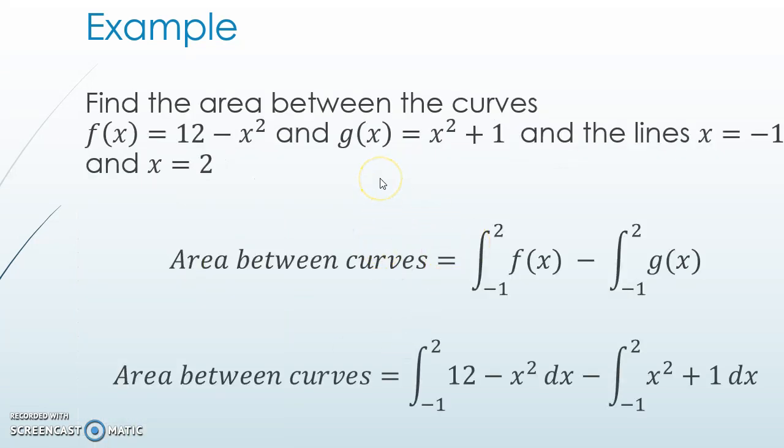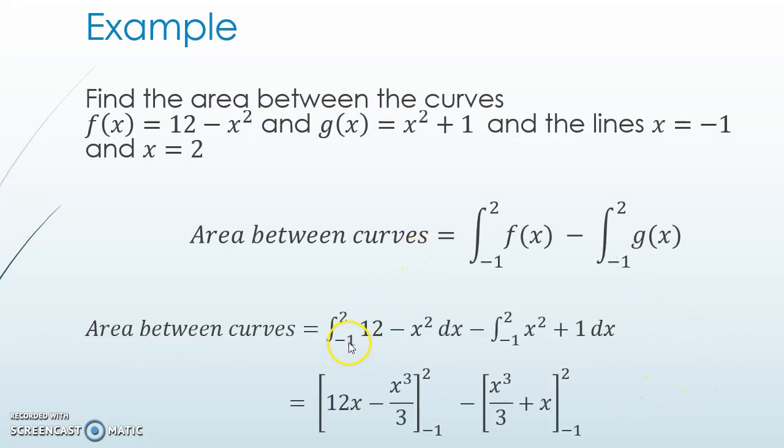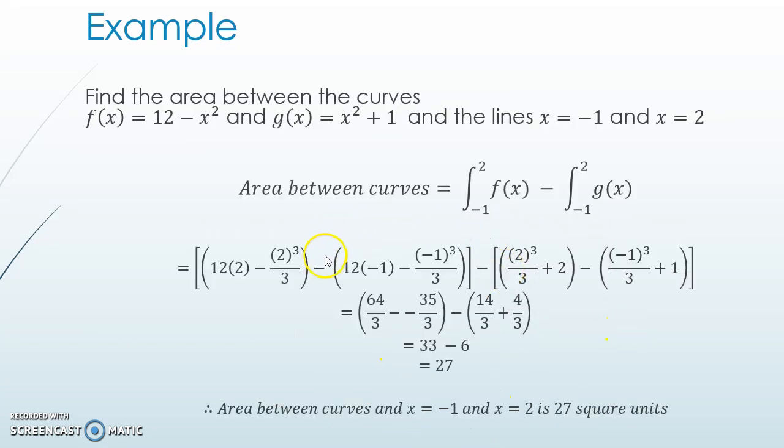So we're going to use the area between two curves method. Area 1, area 2. So just simply in between x equals -1 and x equals 2. So to find the area between those curves, it's going to be the area of that first one minus the area of the second one. Find the integral for both functions. Substitute x equals 2 and x equals -1 into both of those integrals, and we should work out that the area between those two curves and x equals -1 and x equals 2 is 27 square units.